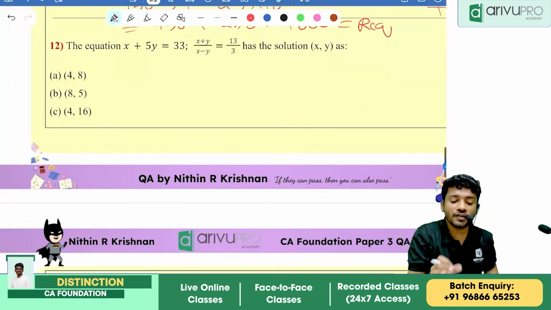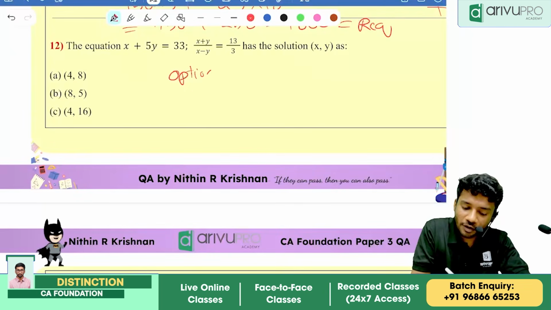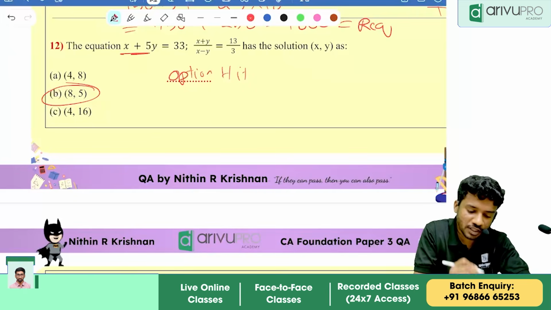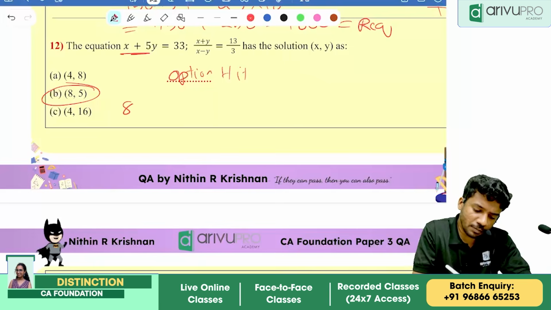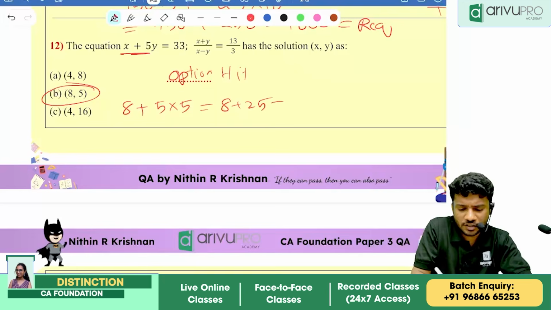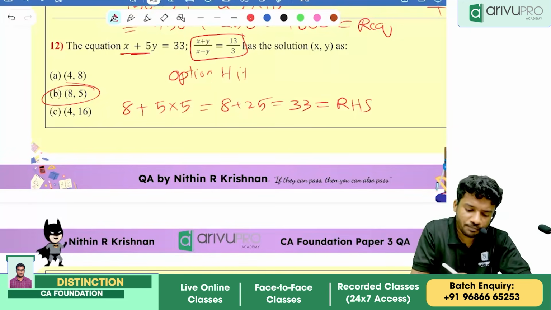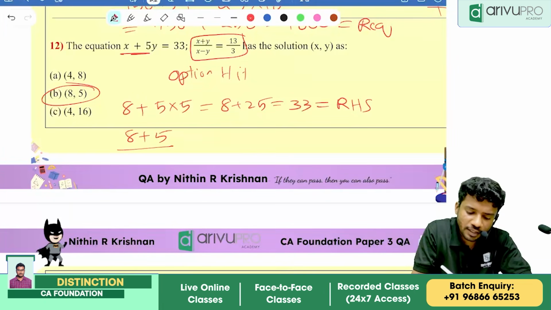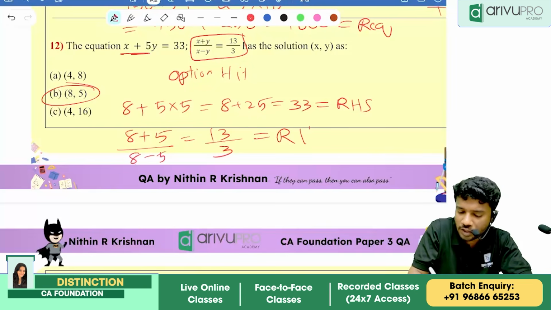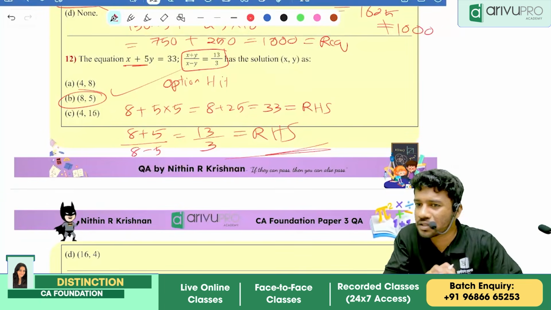Now tell me the value of X and Y. What is the easiest method? Option hit. Which option? Option B. We will check whether option B is correct or not. Option B means 8 plus 5 into 5, which is equal to 8 plus 25, which is equal to 33, which is equal to our required RHS. That is correct. Check the next one. 8 plus 5 divided by 8 minus 5, which is equal to 13 divided by 3, which is equal to the required RHS. Option B is the answer. Understood the method? Got it?